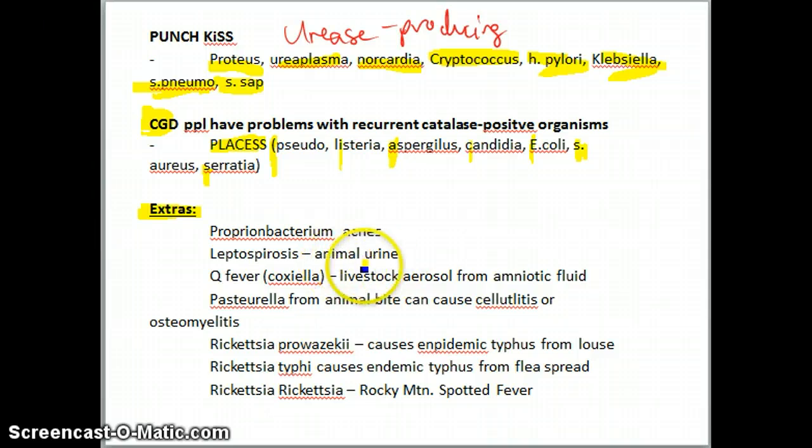Leptospirosis, you've got animal urine. That's what's going to transmit that. Q fever, that's going to be your Coxiella. That's what I was saying you get from livestock aerosol or from amniotic fluid. So you got where amniotic fluid or livestock, maybe their urine or something will dry up and you live downwind, downstream from livestock or a farm or something, you could get the Q fever. It is a zoonotic disease and it is going to be self-limited. It's usually an influenza-like sickness.